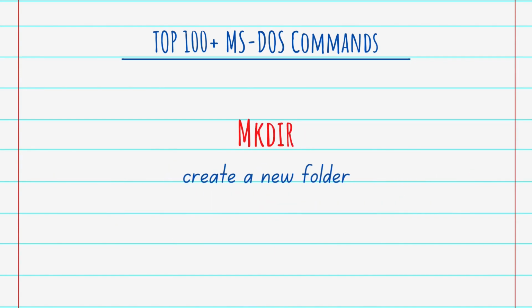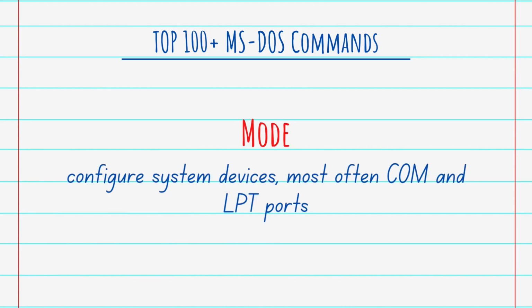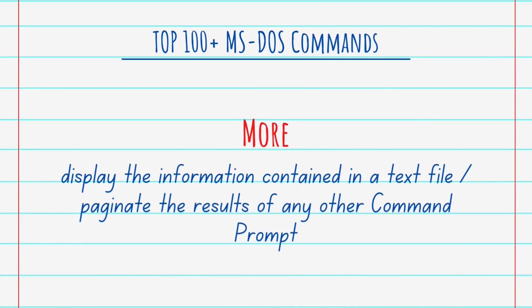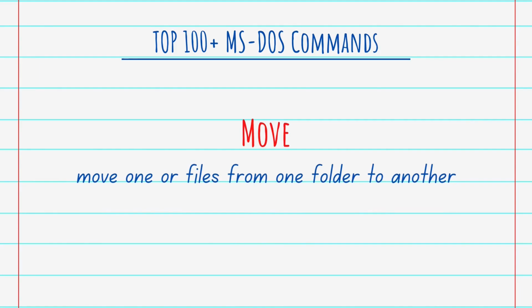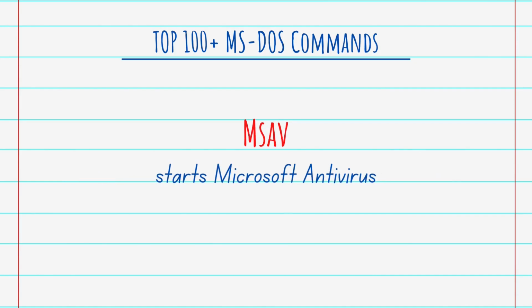Next is the mkdir. The mkdir command is used to create a new folder. The mode command is used to configure the system devices, most often COM and LPT ports. Next is the more. The more command is used to display the information contained in a text file. The more command can also be used to paginate the result of any other command prompt or MS-DOS command. Next is the move. The move command is used to move one or more files from one folder to another. The move command is also used to rename directories.